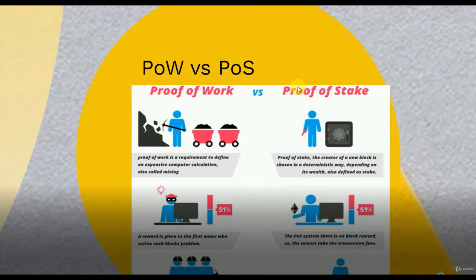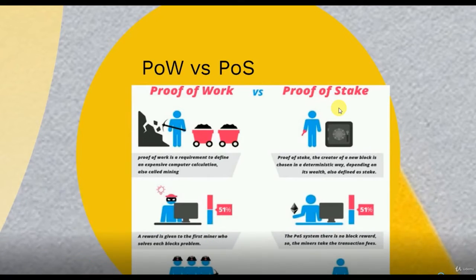In proof of work, we are going to solve a complex algorithm. But in proof of stake, it is not like that. We are not going to solve any complex algorithms. It depends upon the creator: whoever is going to create a new block is chosen in a deterministic way, depending upon the wealth, also called the stake. Whoever has the highest stake or wealth is given the first chance to create the block.